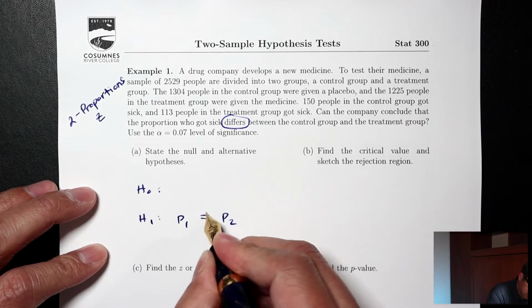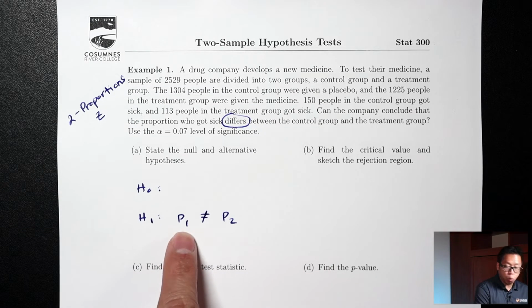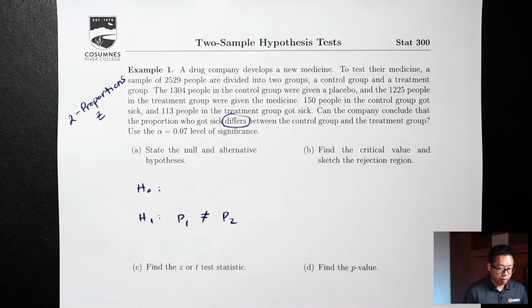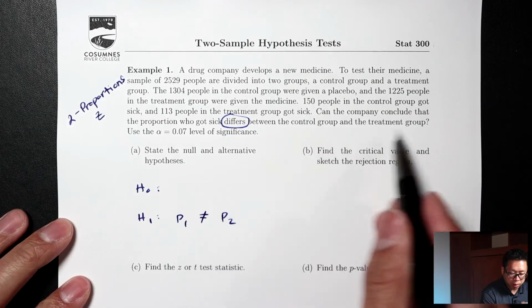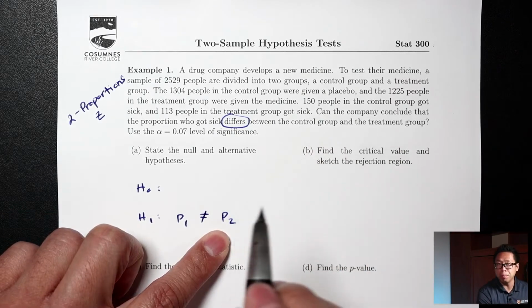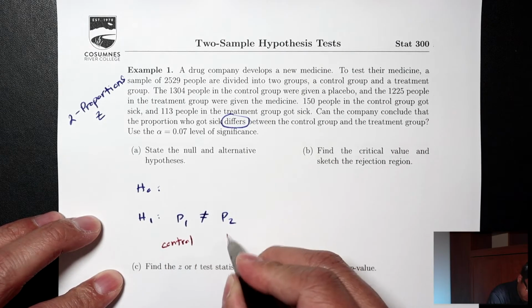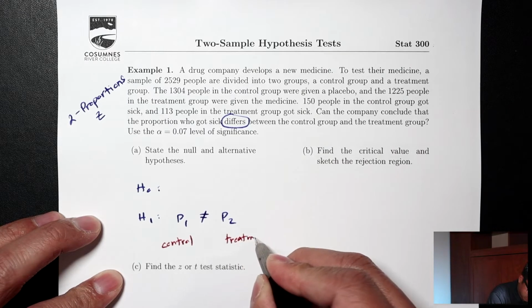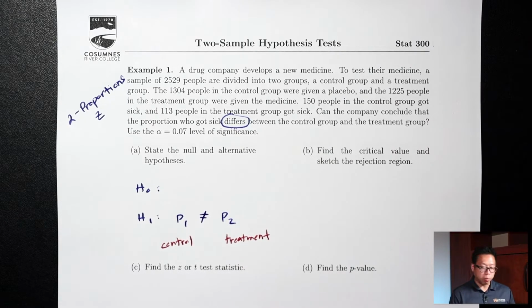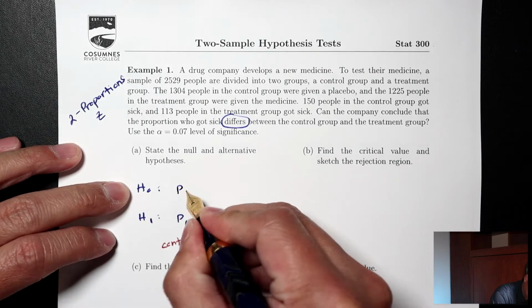And then because we have two samples, I recommend we label what our ones mean and what our twos mean. So my two groups are the control group and the treatment group. So let me say my ones are the control and my twos are the treatment. So this will help us keep things straight when we actually use the formula in part C. H0 should be the same as H1 except with an equals in the middle. H0 will be P1 equals P2.